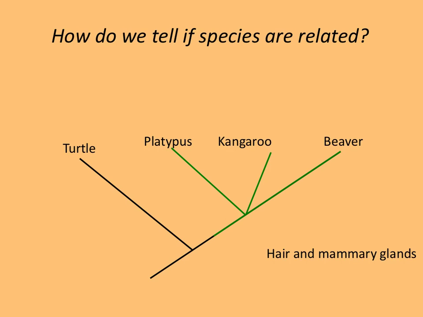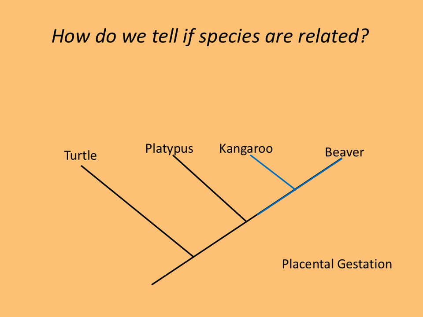Now, we can also look at these different kinds of mammals. A platypus is actually a mammal found in Australia that lays eggs.